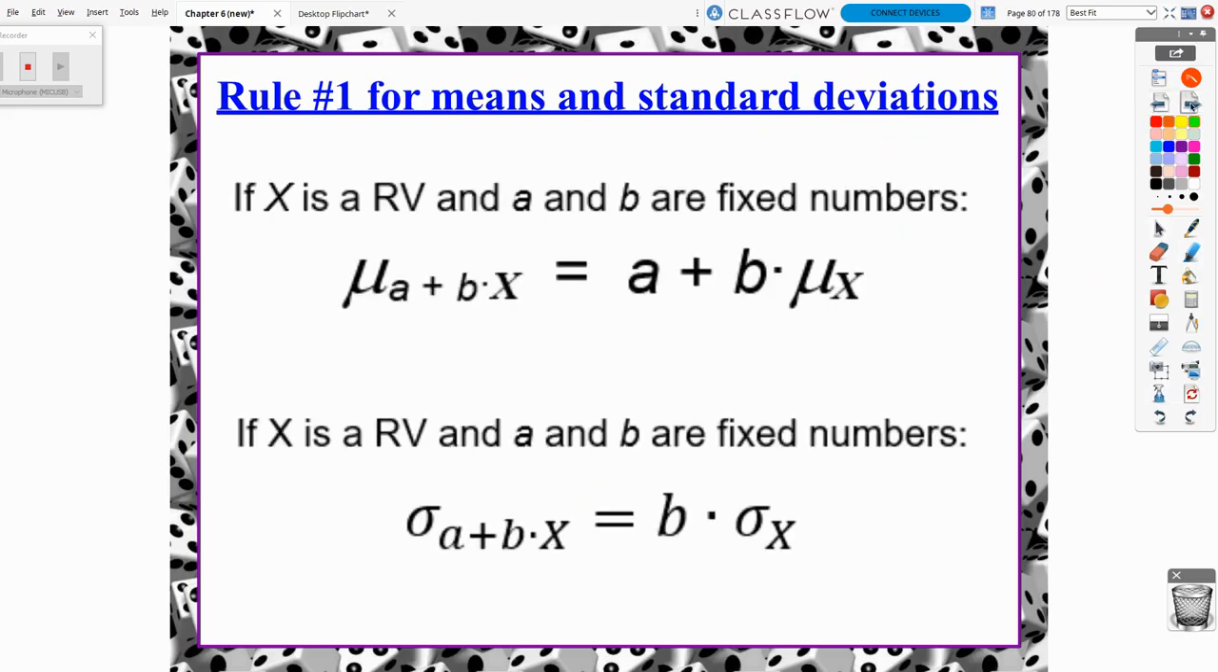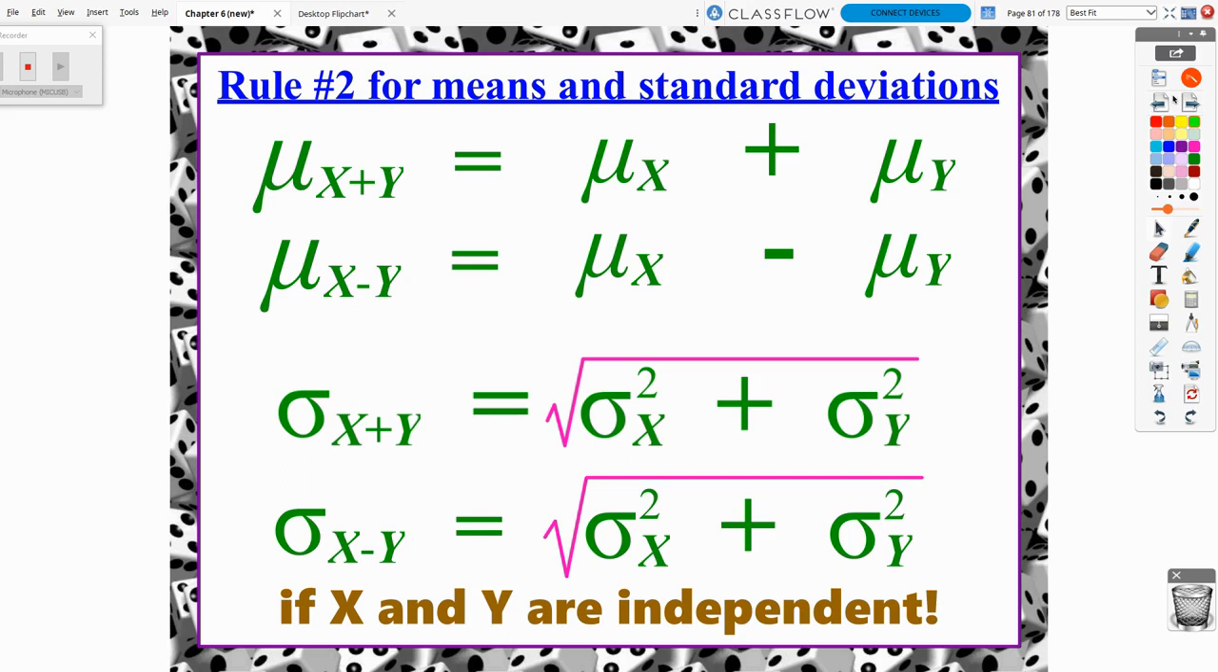Now, none of these rules are on the AP Stats formula sheet. So I will not give them to you for my chapter test. So don't expect to see these. You're going to have them memorized.